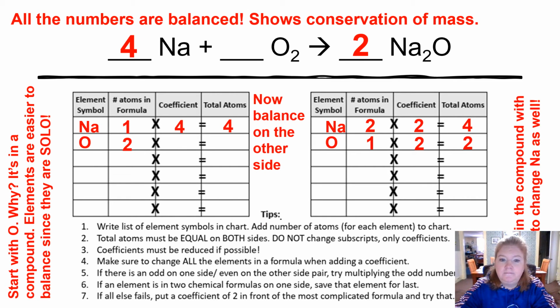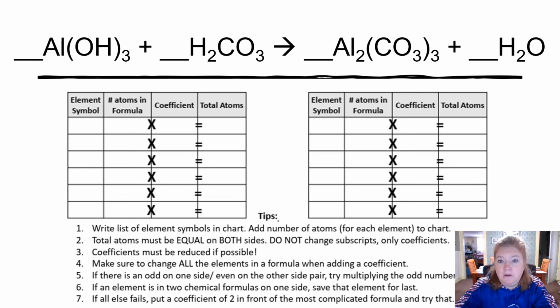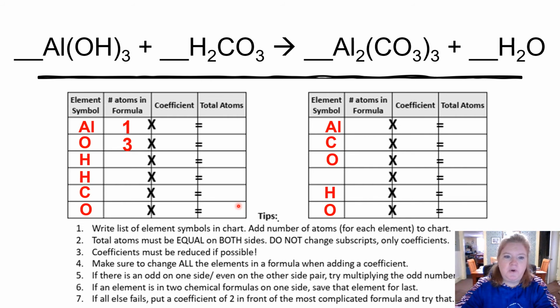All right, let's try another one. Looks a lot more complicated. So let's make my list of elements. Okay, now the reason I wrote H and O twice is because they're in two different formulas, but I am going to need to add them up. So on this side, only O is in two different formulas. So let's write our subscripts.